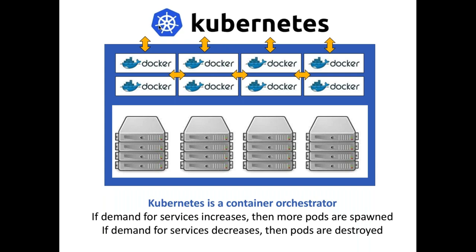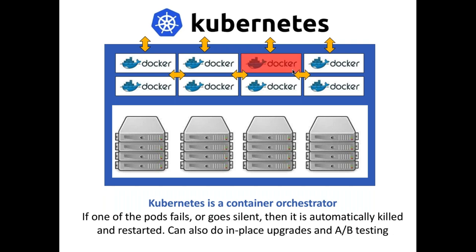Now, if demand for your service increases as more people log on to your service, Kubernetes will basically expand the number of pods which are spawned to match that demand. If you find demand for your service decreases, then the pods are destroyed. So effectively, the pods will grow and shrink as the work allocated to your service increases or decreases.